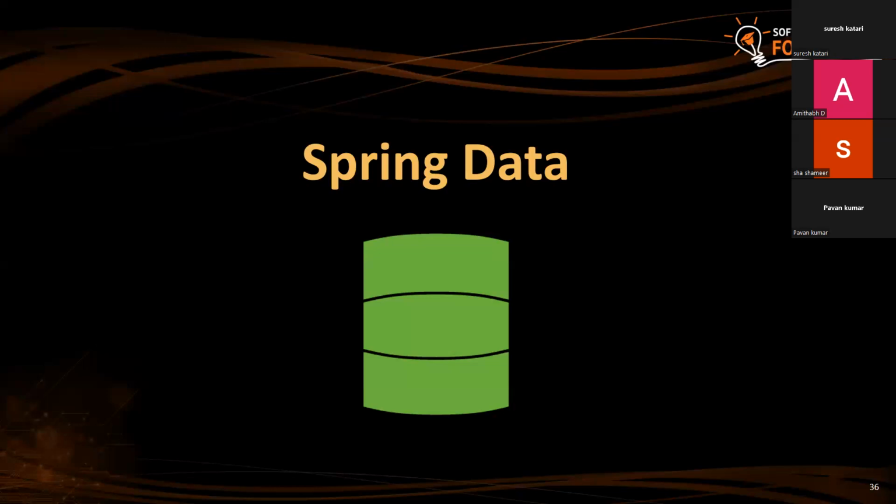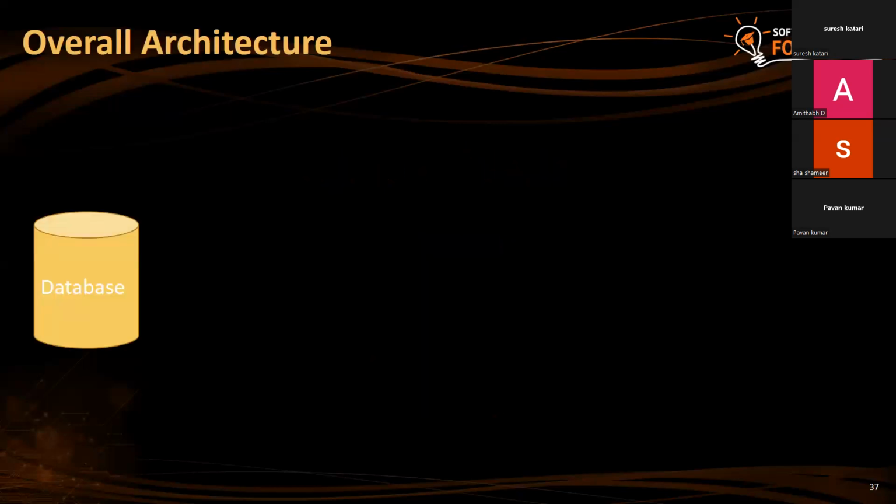So in the Spring Boot, there is Spring Data. Spring Data is used completely with JPA. So Hibernate and JPA, Java Persistence API. JPA internally uses Hibernate as the implementation. Let's see how that is implemented in Spring Boot.